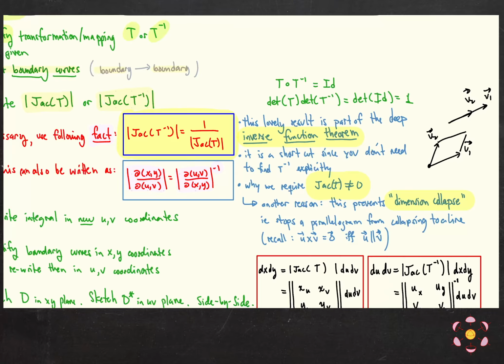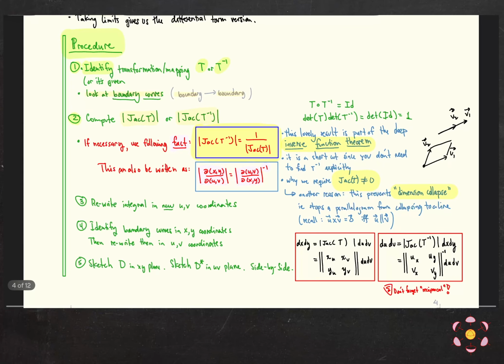Okay, so back to our plan here, our procedure, right? So again, this is just this amazing fact. We're going to use this quite a lot actually in the examples. Okay, what's the next step here? Well, once we've got the Jacobians computed, time to rewrite our integral in the new u and v coordinates.